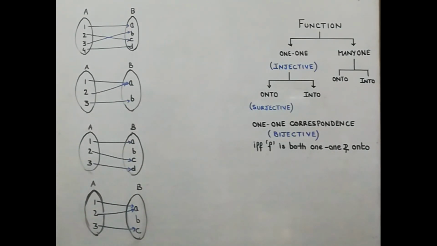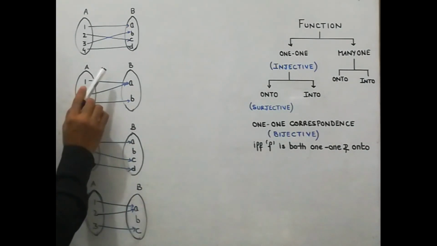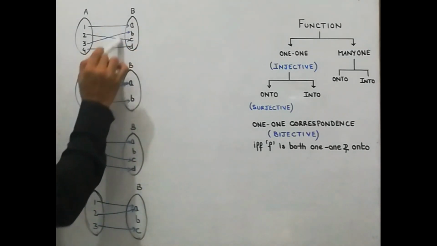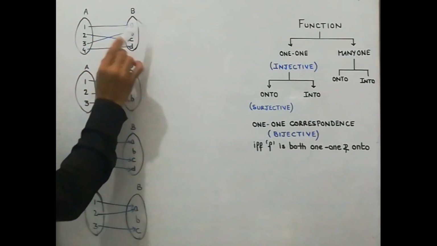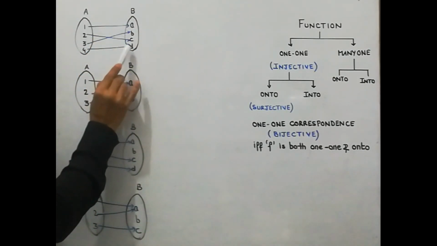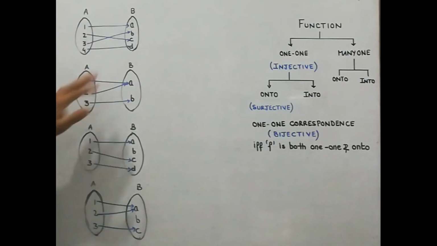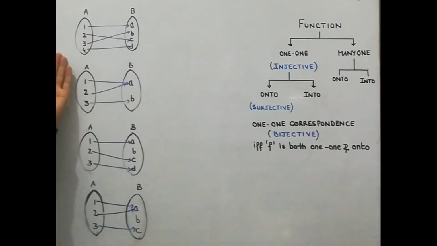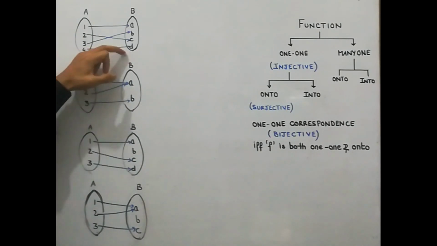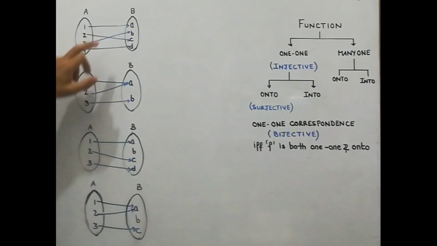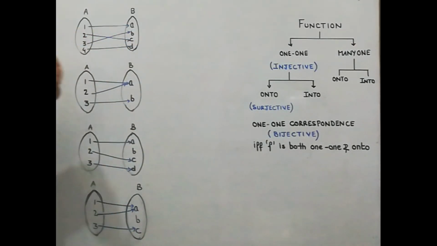So here you see we have four images in the codomain. This is the codomain. We have 1, 2, 3, 4 images, because all the elements associated with the elements on the left side will be known as images. So here we can say A is the image of 1, B is the image of 3, C is the image of 2, and D is the image of 4.